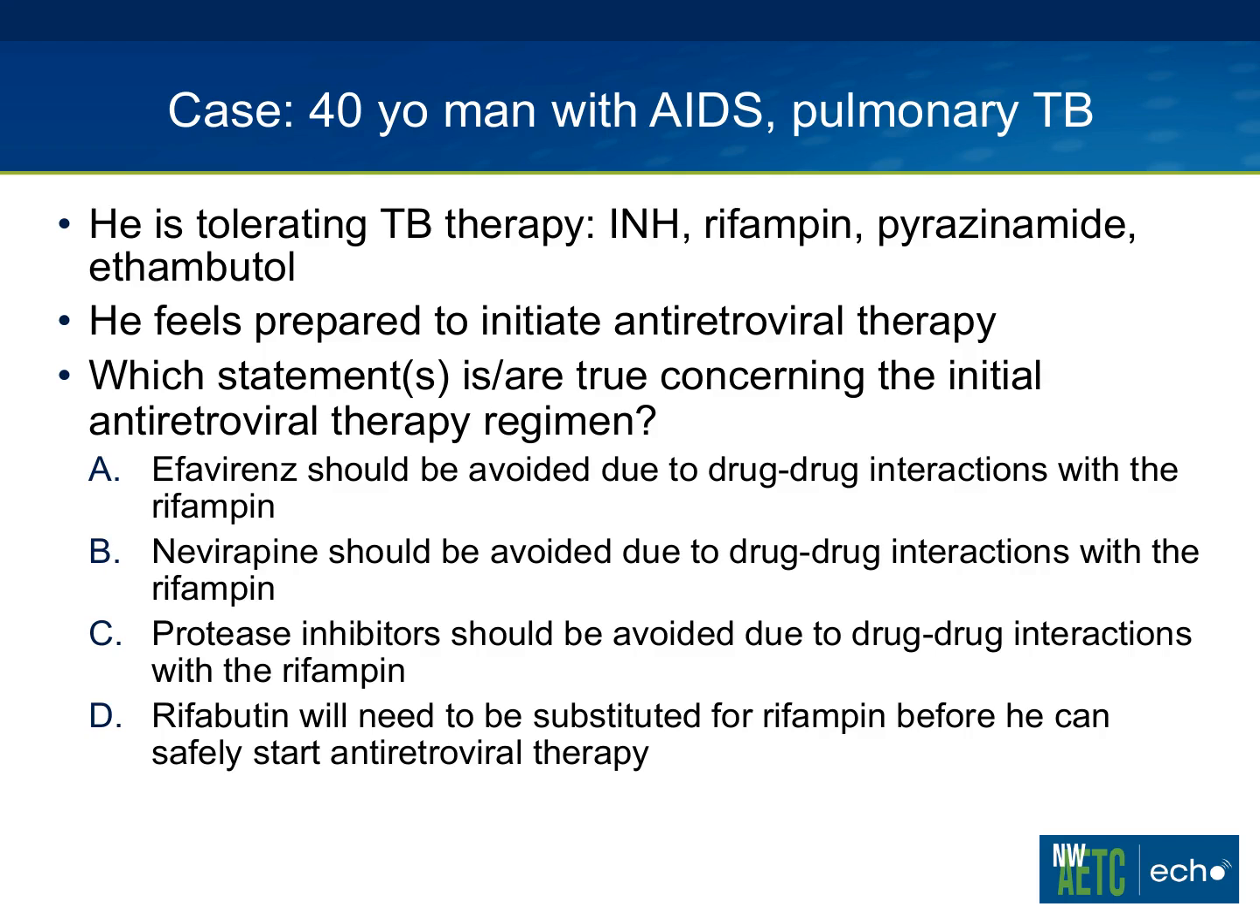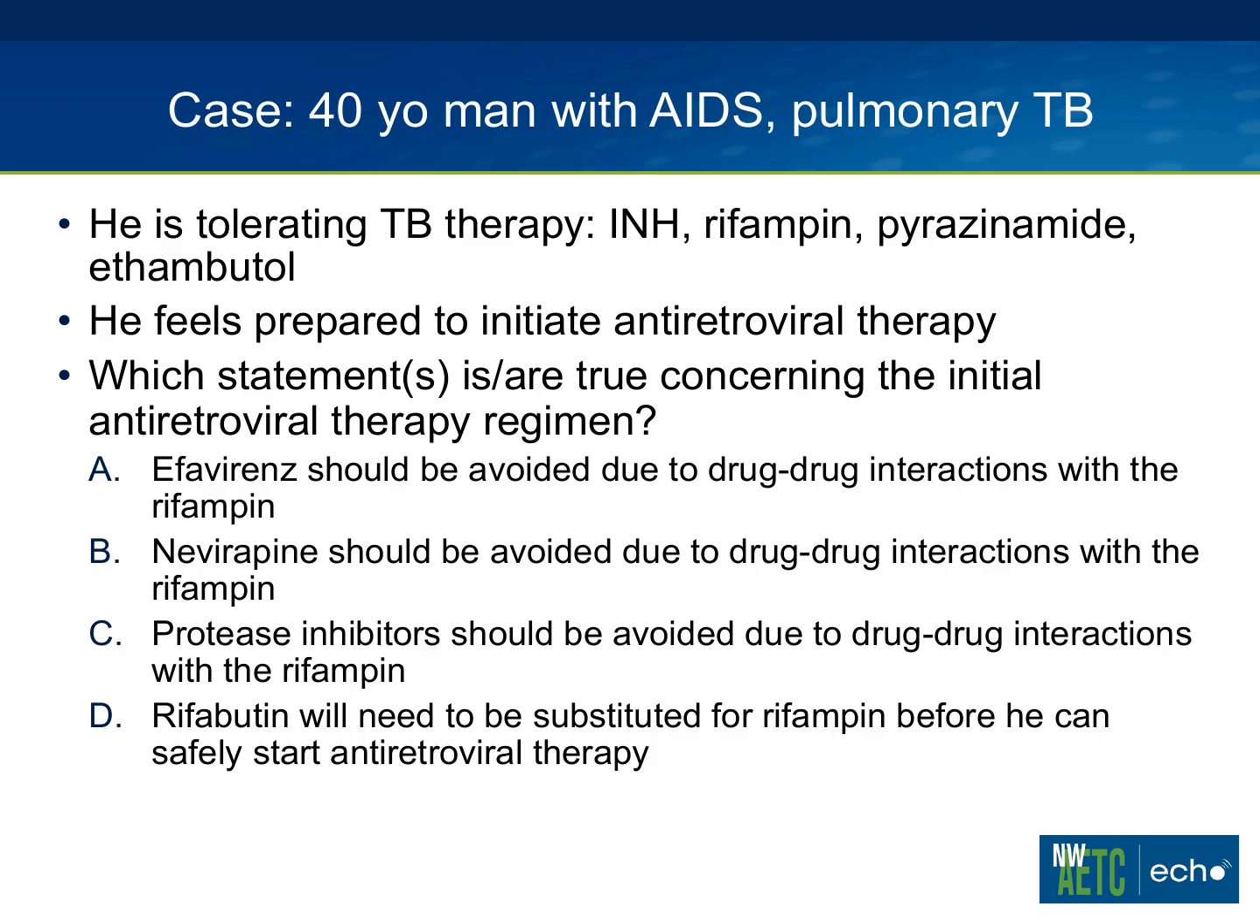So let's return to our case. He is now tolerating tuberculosis therapy. He's on a standard regimen of isoniazid, rifampin, pyrazinamide, and ethambutol, and he feels prepared to initiate antiretroviral therapy. Which of the following statements is or are true concerning the initial antiretroviral therapy regimen?